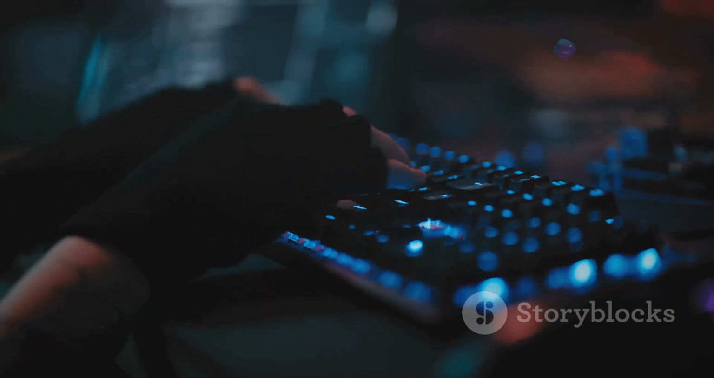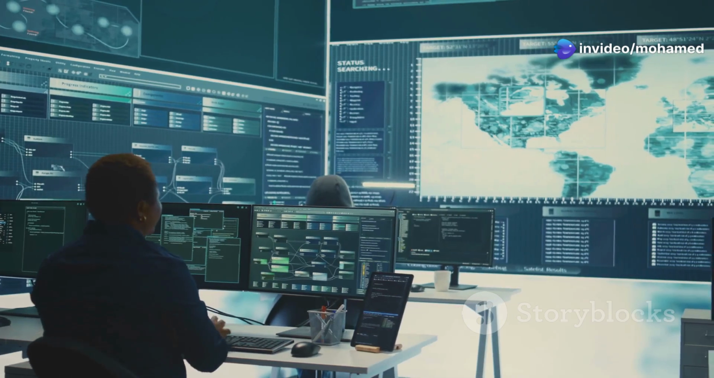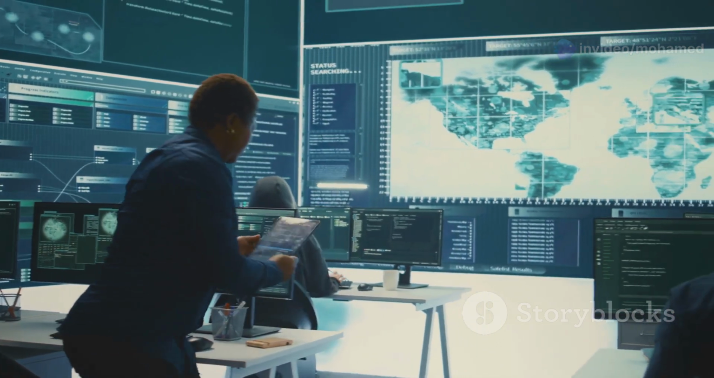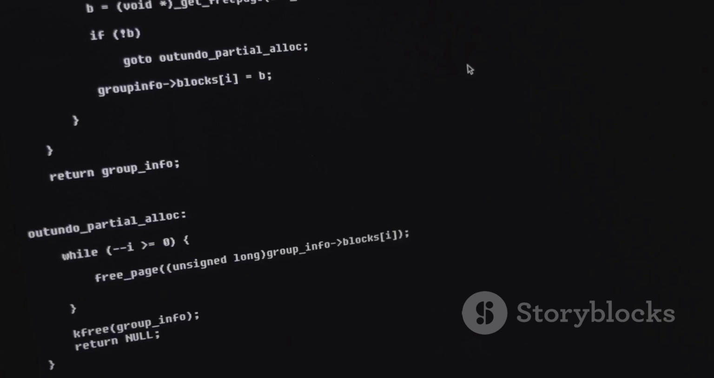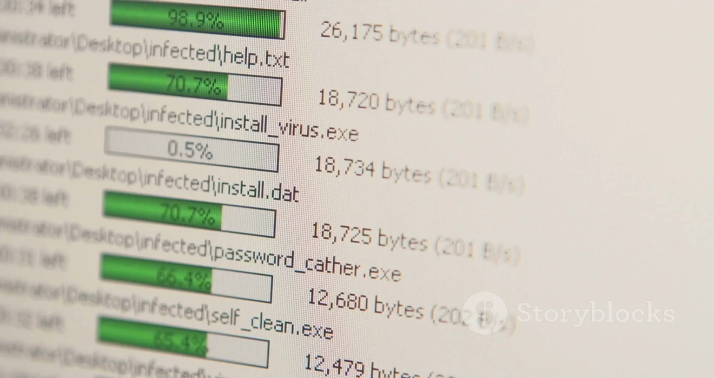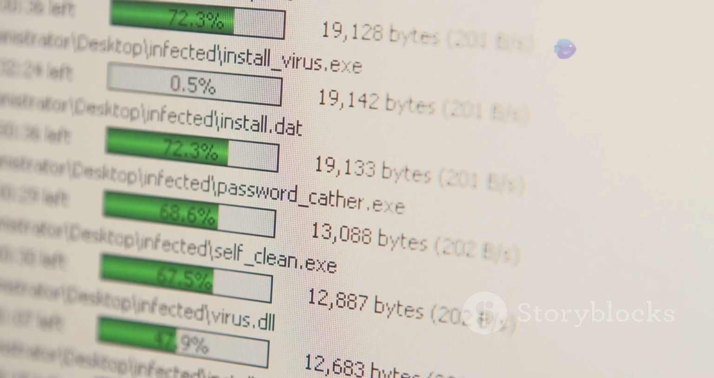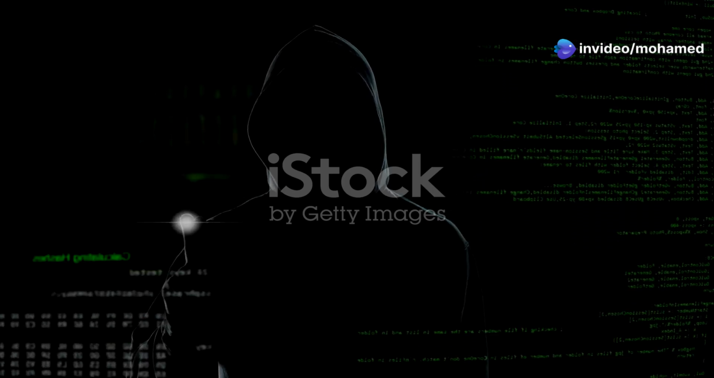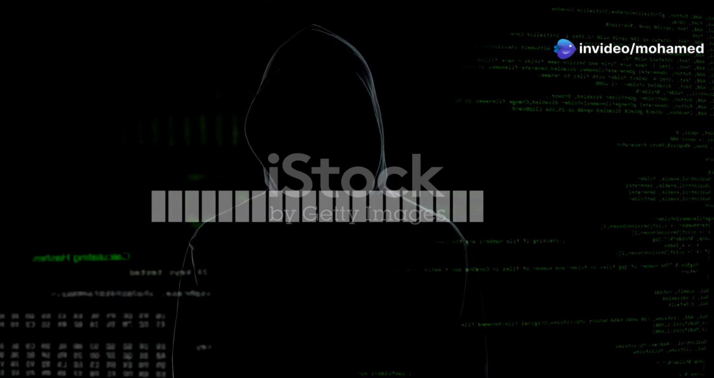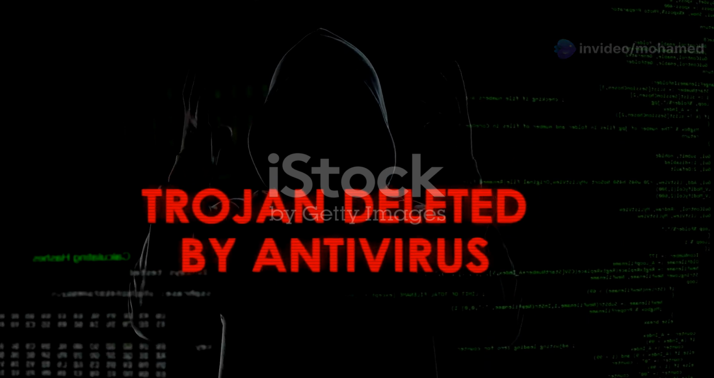Not all rootkits are created equal. They come in various forms, each with its level of complexity and persistence. Understanding these distinctions is crucial for effective detection and removal. User mode rootkits operate at the application level. They're often injected into running processes or start themselves during system startup. While stealthy, they're generally easier to detect and remove compared to their more sophisticated counterparts.